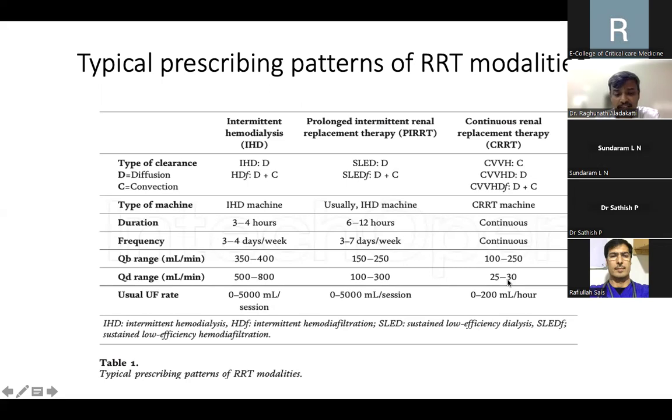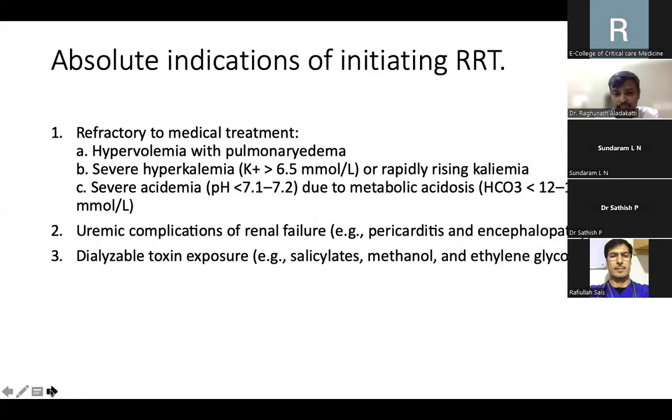In diafiltration, the dialysis rate is 25 to 30, and ultrafiltration is usually 0 to 200, like 45 to 35, 35 to 25 will be there.